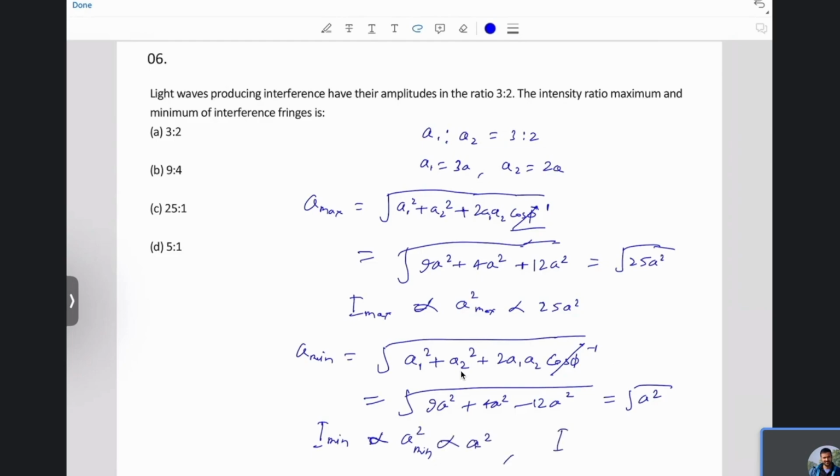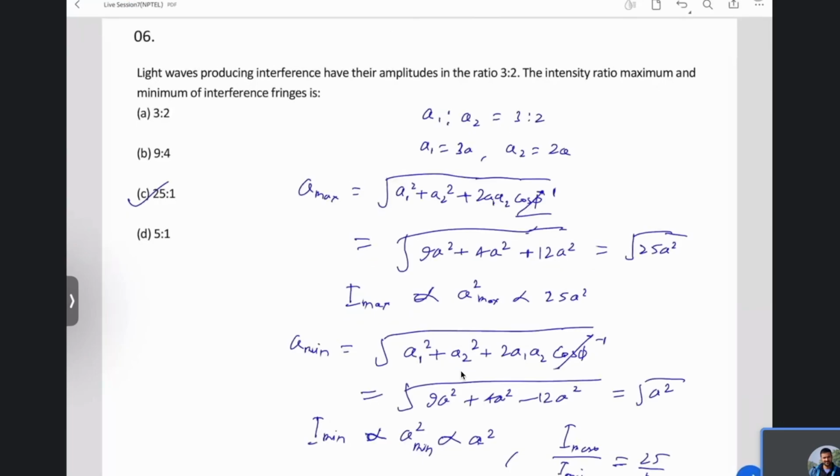So I max divided by I min will be 25 by 1. So 25 is to 1 is the ratio of maximum and minimum intensity. Okay, so this is also simple.